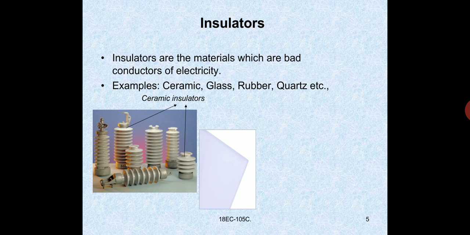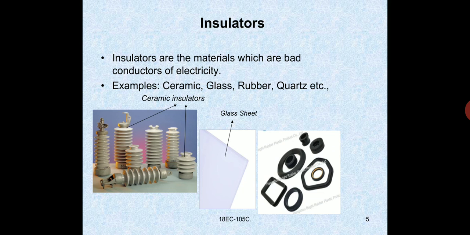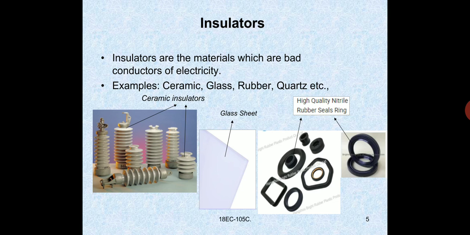What is this? The glass pane. It's a glass piece which is also an insulator. These are few rubber rings. They are also good insulators. Even wood, nylon sheet, plastic, they are also insulators.